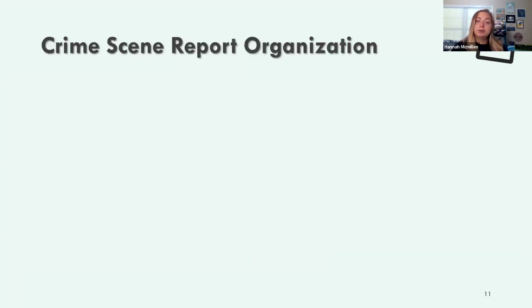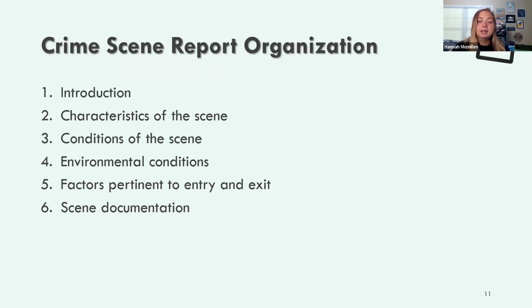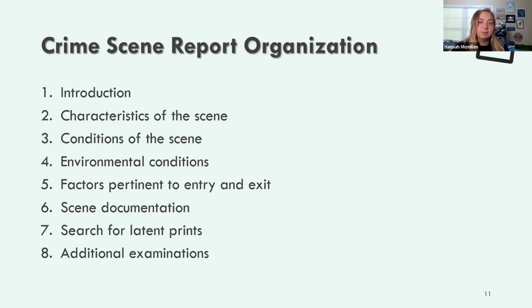So when it comes to organizing your crime scene report, it should exist in functional parts. A general report format breakdown is as follows, but no, this isn't a hard and fast organization standard for crime scene reports. Again, each jurisdiction is going to have different expectations and formatting requirements. So going into this general format, we have our introduction first, characteristics, the environmental conditions of the scene, the factors pertinent to entry and exit, your scene documentation, and then any search for latent prints and additional examinations performed.